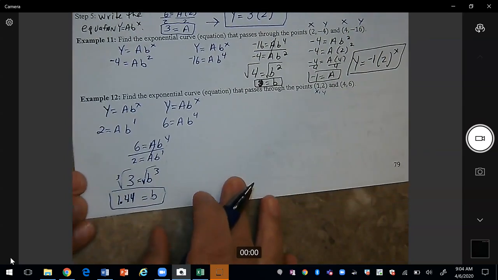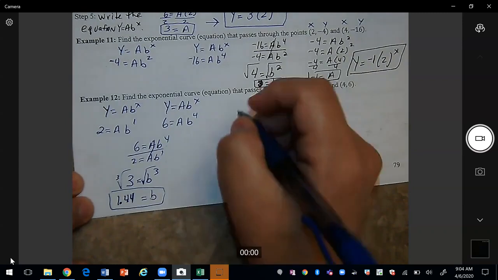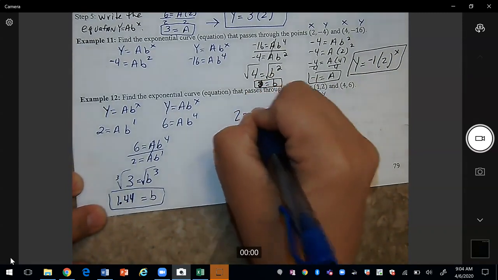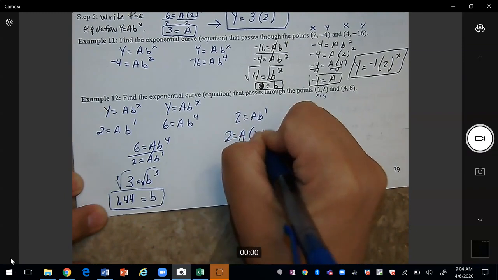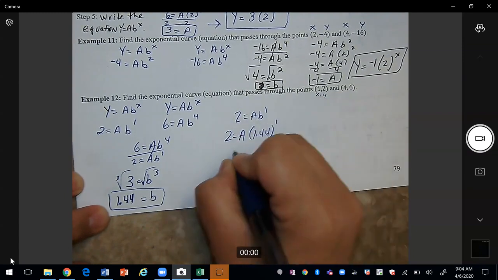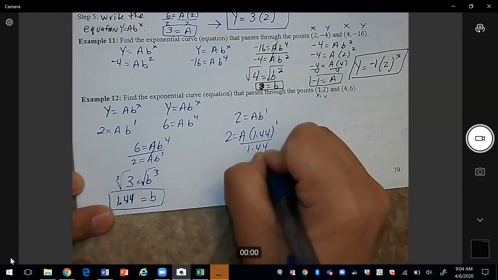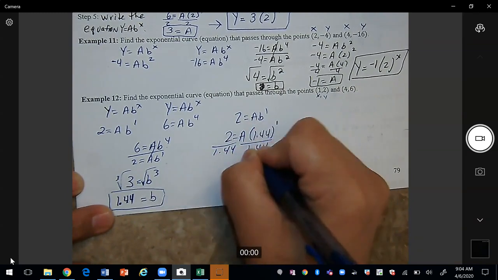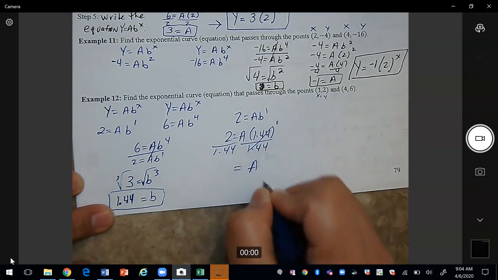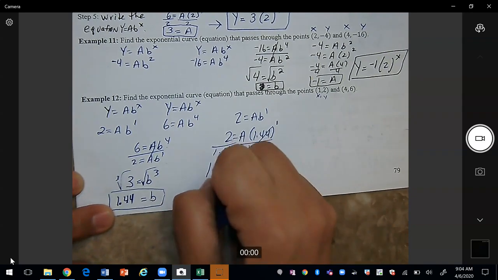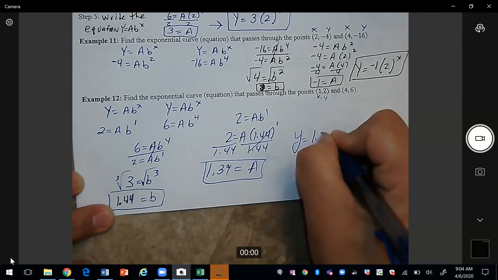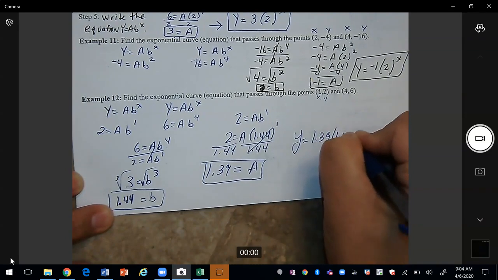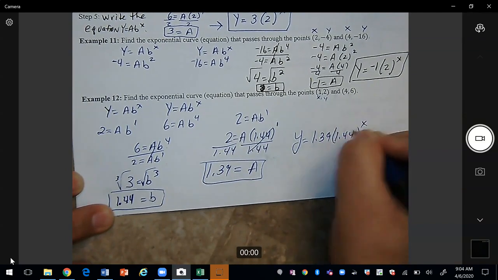Once you have your b, then we need to plug it back in. I'm going to use the first equation. So I'm going to divide by 1.44. And that comes out to 1.39. So my equation is 1.39 times 1.44 to the x power.